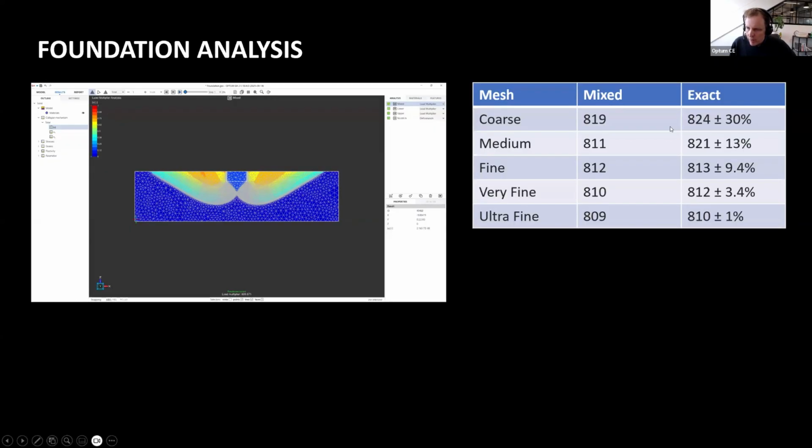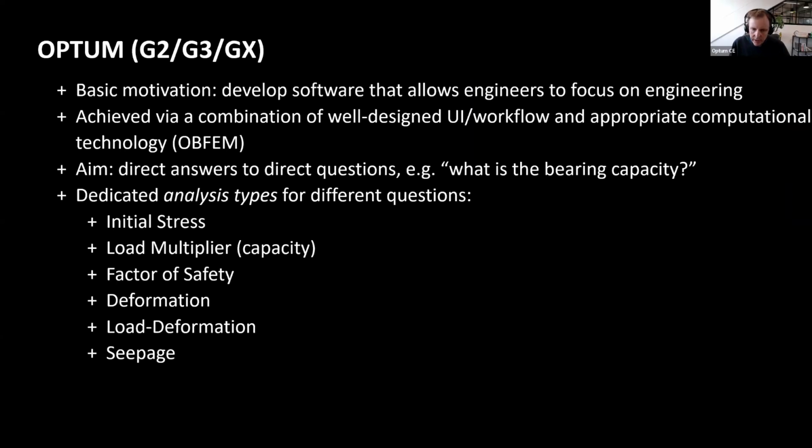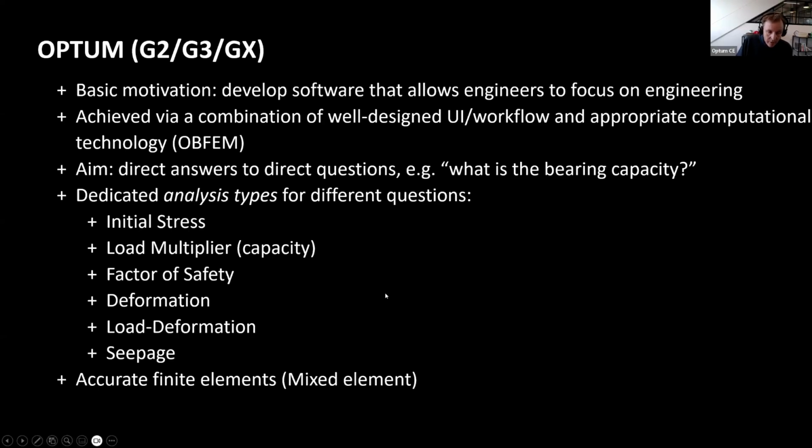But what is also worth noting is the performance of the mixed element. So if the exact solution is about 810, the mixed element, even for the coarsest mesh, is pretty spot on, with a very small error. So this is a really good element, which is available in G3 for 3D, but not in G2 for 2D. Now it's available in both 2D and 3D. So accurate finite elements are also part of, you could say, what you could call user friendliness, and so is mesh adaptivity.